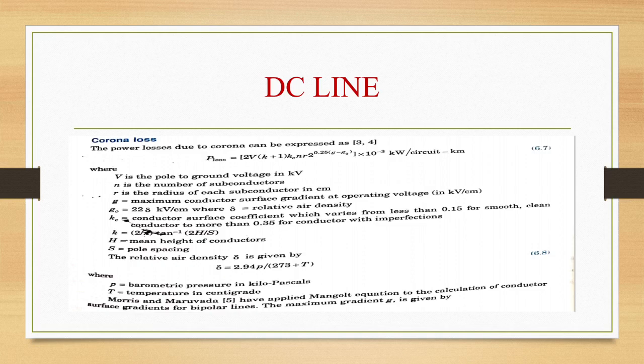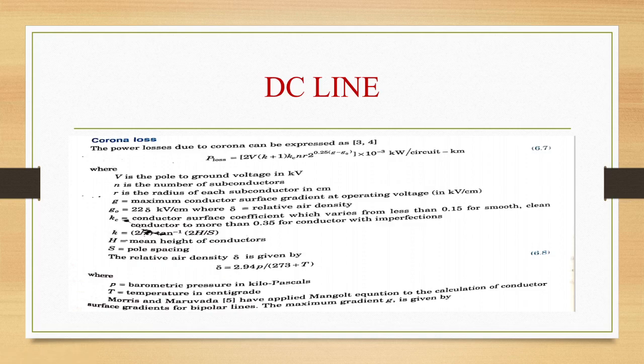G naught is 22 delta kilovolt per centimeter, where delta is the relative air density. Kc is the conductor surface coefficient, which varies from less than 0.15 for smooth, clean conductor to more than 0.35 for conductor with imperfections. And K is equal to 2 by pi tan inverse of 2h by s. H is the mean height of conductors. S is the pole spacing. Relative air density delta is given as 2.94 P divided by 273 plus T, where P is the barometric pressure in kilopascals, T is the temperature in centigrade.